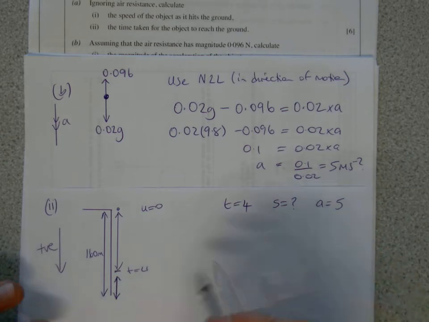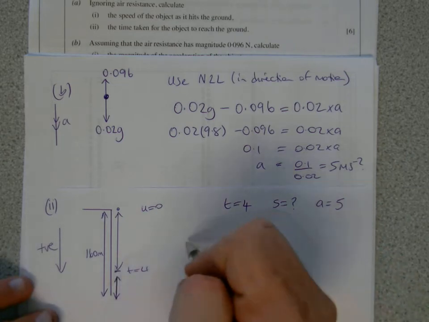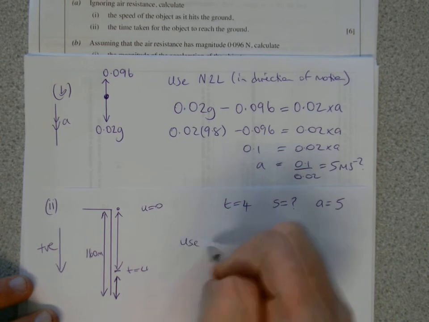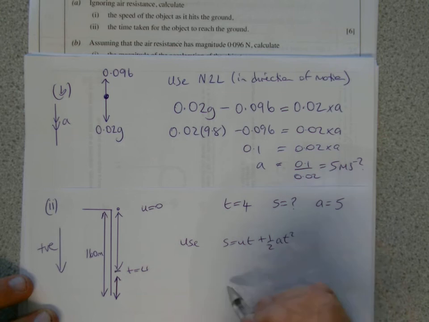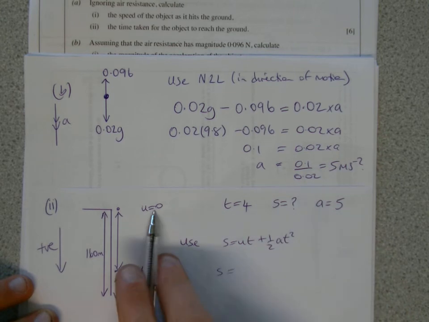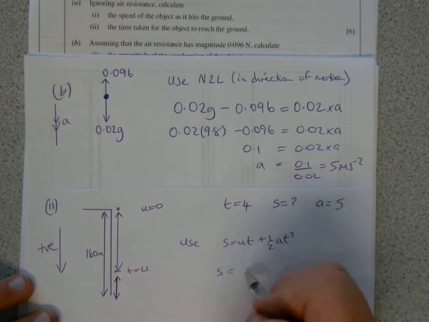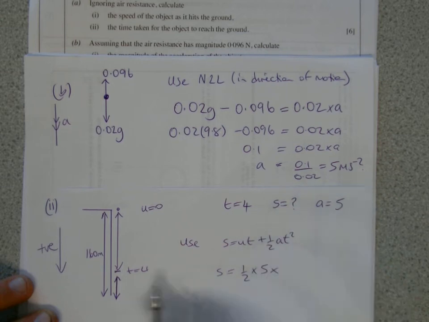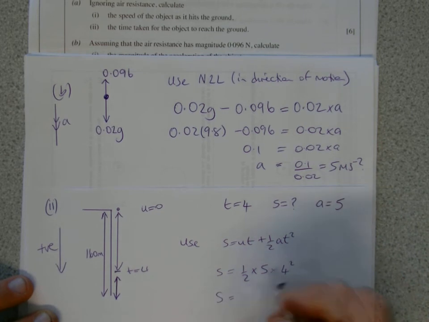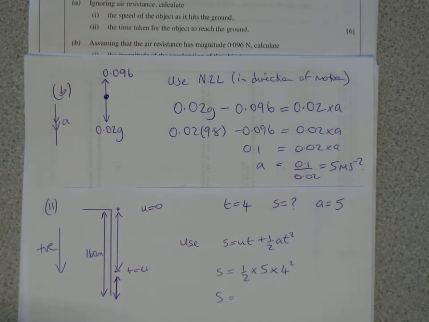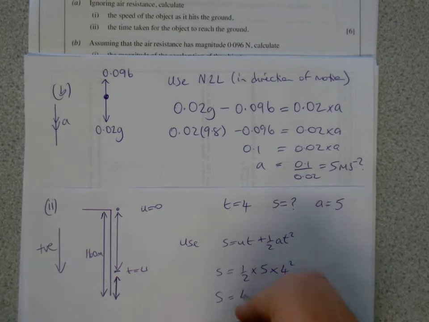But we can use the equations of motion to work out what s is. So if we use s equals ut plus half at squared, remember u is 0, so that goes. So I have half times acceleration, which is 5, times time, which is 4, and of course square it. So let's work that out, and I get 40 meters.